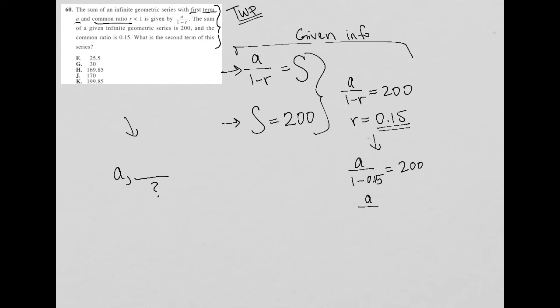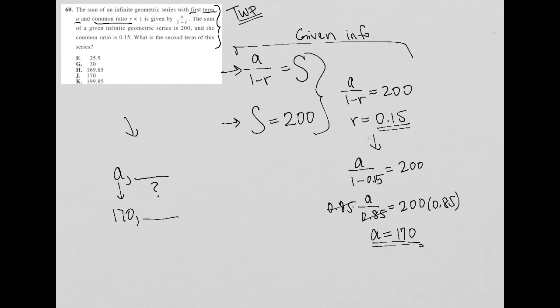So I'd have A divided by 0.85 equals 200. I'd then multiply both sides of this equation by 0.85 so that I can isolate A, and I'd have A, go to my calculator, multiply 200 times 0.85, and what I get is 170. So that's my A value. So that means that my first term here is 170. So I'm still trying to find my second term.